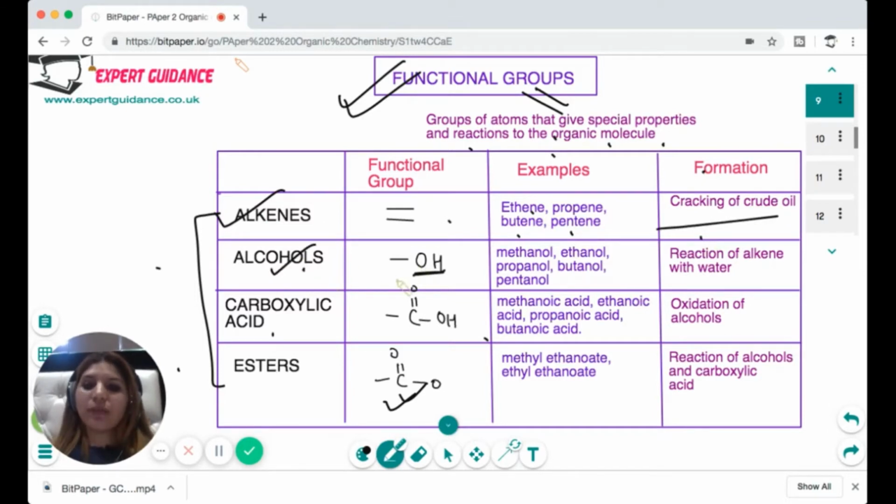Alcohols are hydrocarbon chains with an OH, and we name them with "-ol". So a one-carbon alcohol is methanol, two-carbon is ethanol, then propanol, butanol, and pentanol, and we can make alcohol by reacting alkene with water or steam.